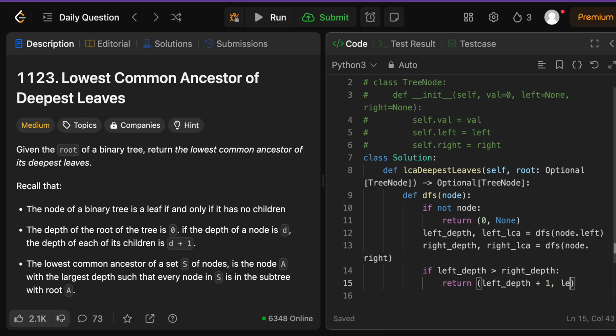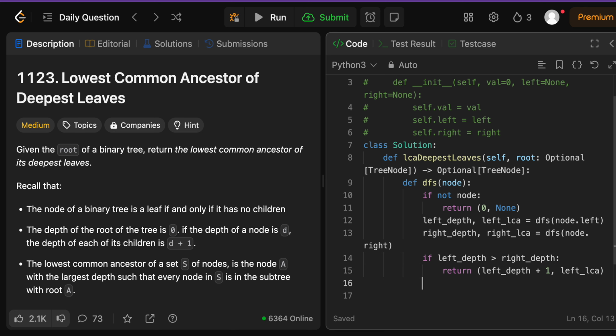And we're also going to return the left LCA, which is all stored or calculated on line 12, because in every single call of this method here, we're returning two things. We're returning first the depth of our current subtree, and we're also returning the node itself, or rather the root node itself for that subtree, right?